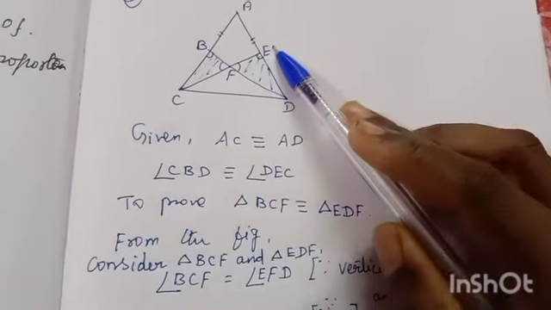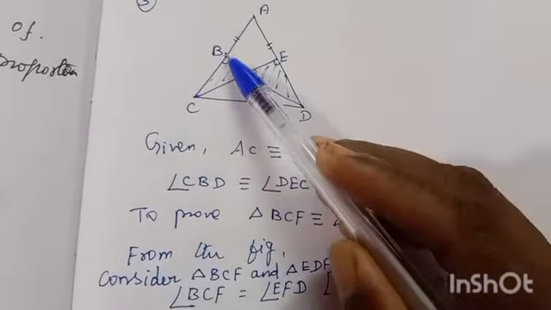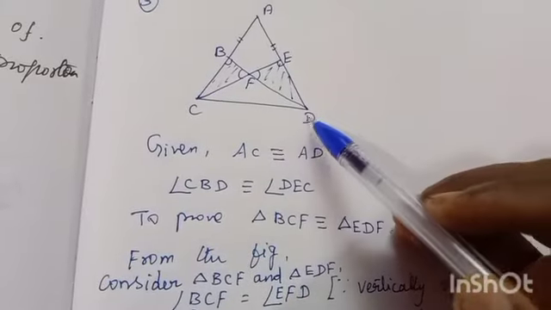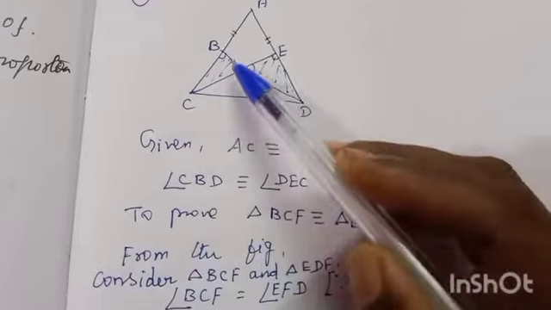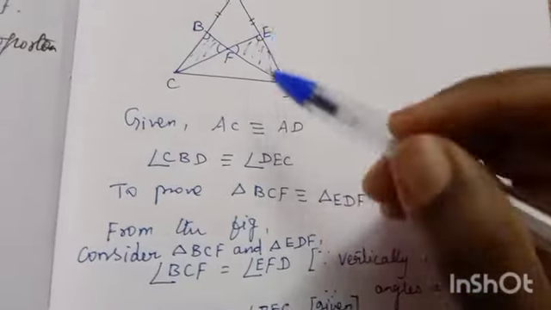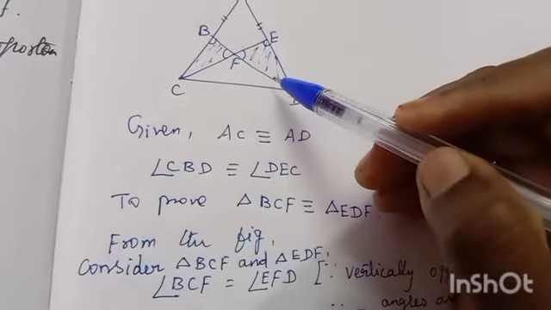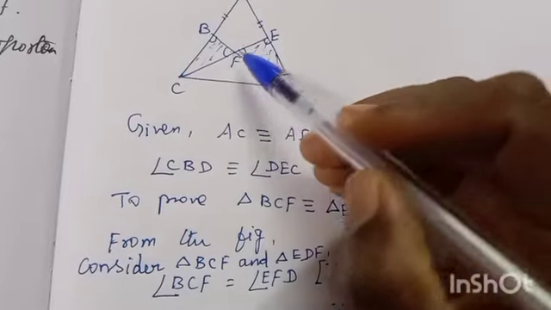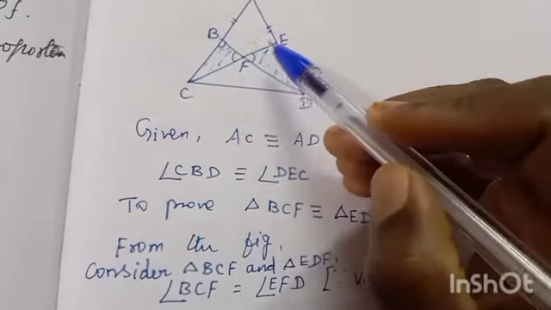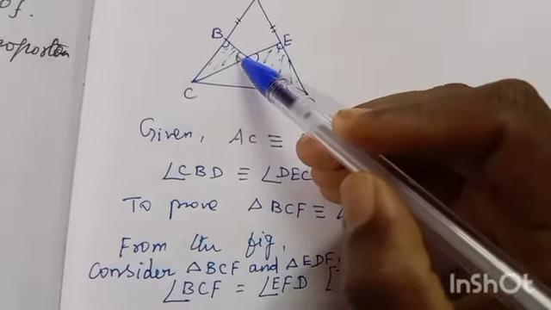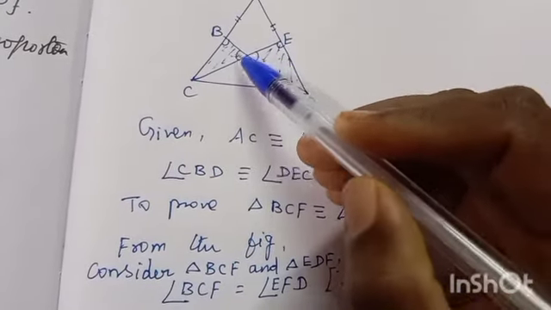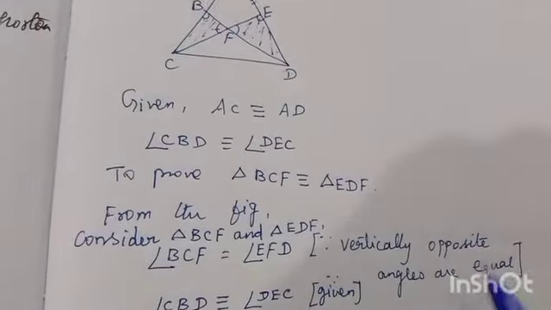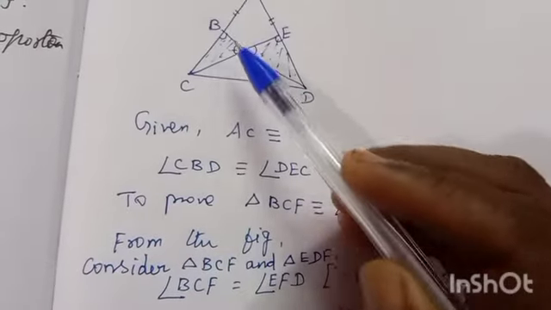From this figure, we have to consider triangle BCF and triangle DEF. You have to consider these two triangles. We have to apply the AAA criteria. Already these two angles are given equal. Now we have to find that these two are equal. Why are these two angles equal? Vertically opposite angles are equal.